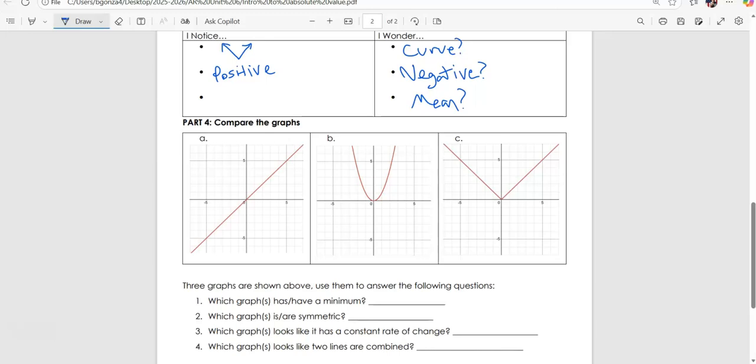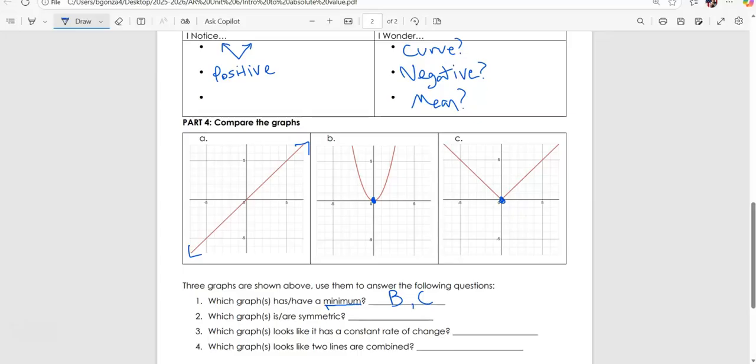All right. Which graphs have a minimum? Which one of these have a bottom? A, B, or C? There could be more than one answer. So does A have a bottom if it keeps going down forever? No. Does B have a bottom? Yeah, it stops right there. Does C have a bottom? Stops right there. So yeah, B, C, those are both minimums.